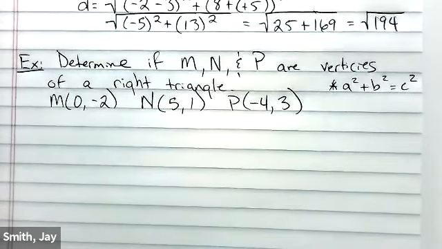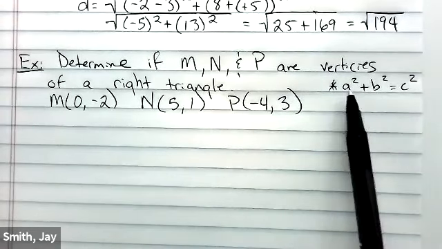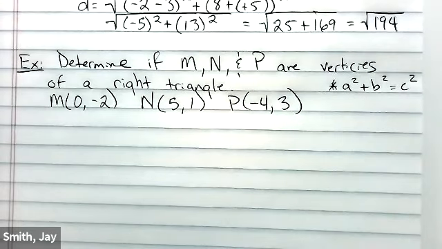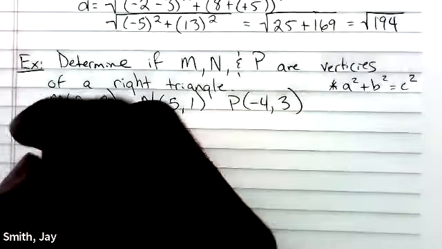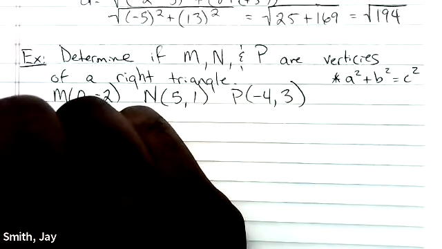And if it gives us a true statement, we know that these are vertices of a right triangle, whereas if we plug everything into its appropriate place and get a false statement, then we know that these vertices, namely m, n, and p, are not vertices of a right triangle. So the first distance that we want to find is the distance from m to n.